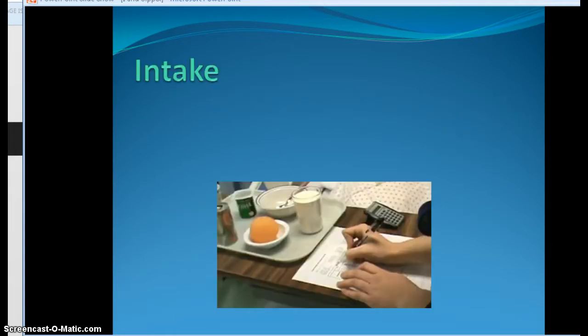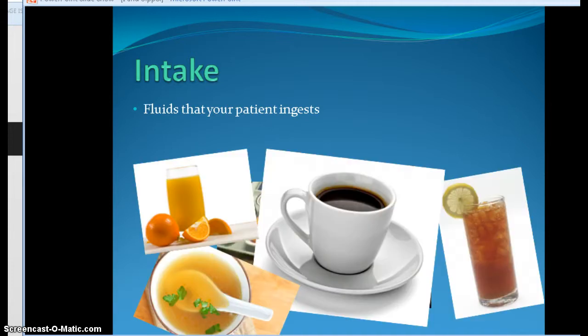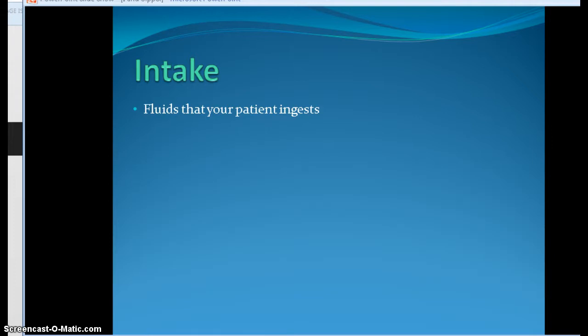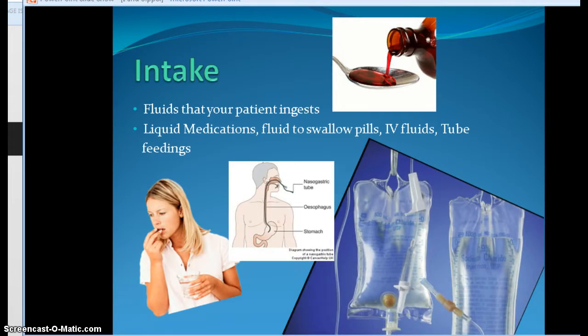When we record intake, we'll be using a log or sheet to record in milliliters all of the liquids that our patient ingests. You'll want to include things with or without caffeine. You'll also include things like broth and juice, anything that they drink, anything that they eat that is in liquid form. You'll want to make sure to include medications, whether that's liquid medications that they swallow, fluid to help them swallow pills, an IV or a tube feeding. All of that is recorded as part of the liquids that they ingest.